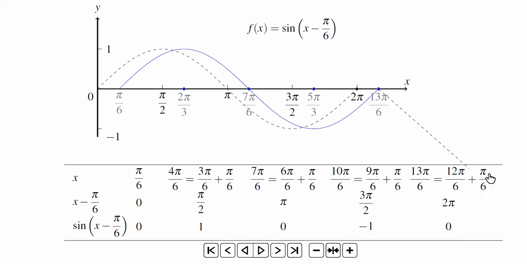You can see pi over 6, pi over 6, pi over 6 everywhere. So you add pi over 6 to the right. They are all additions here. All right. Please review this lecture. I'll see you next time.